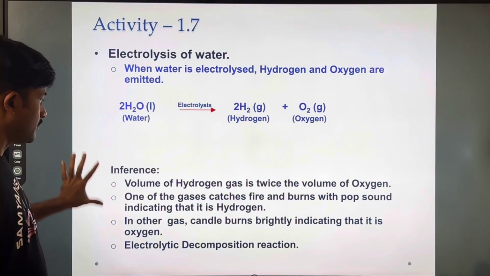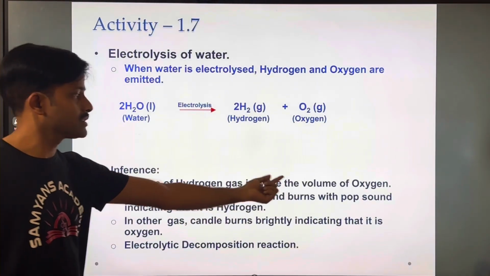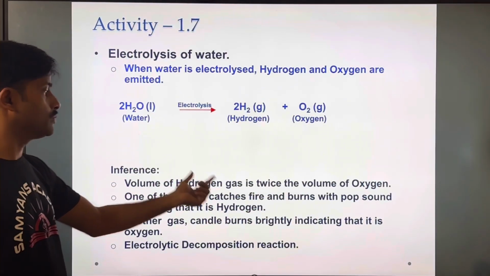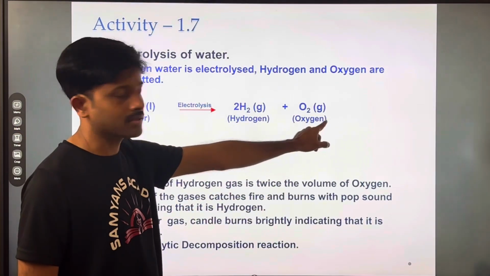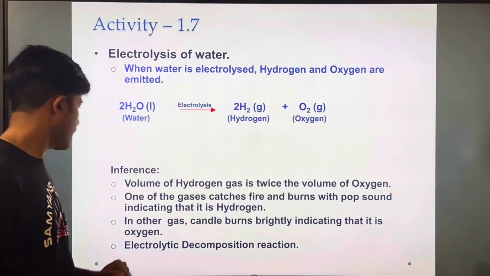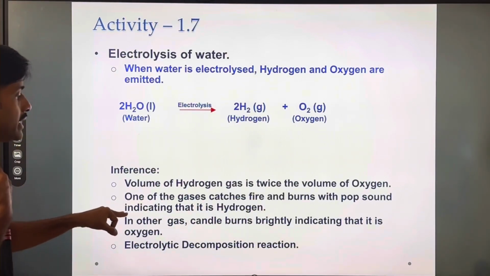What observations can we write from this activity? The volume of hydrogen gas is twice the volume of oxygen. It is very important: the hydrogen volume is 2 times the volume of the oxygen. Why? Because we get 2 times the hydrogen gas compared to the oxygen. One of the gases catches fire and burns with a pop, indicating that it is hydrogen.